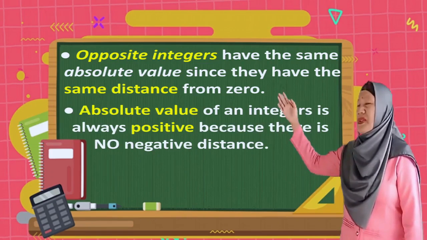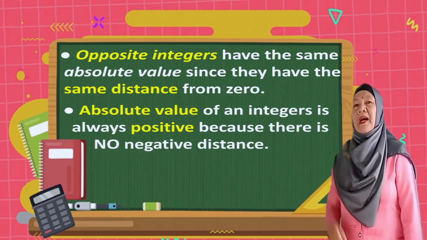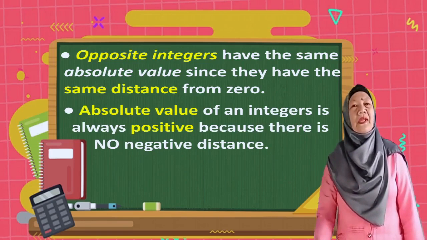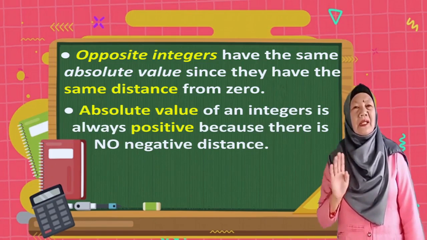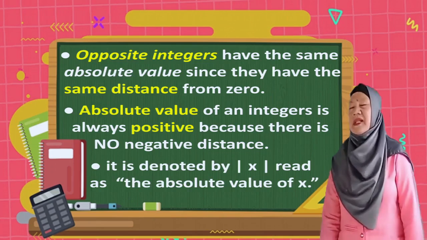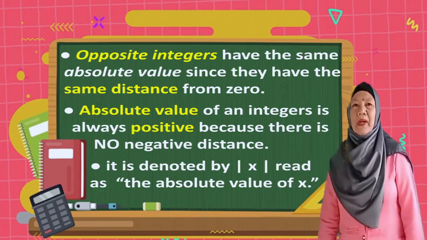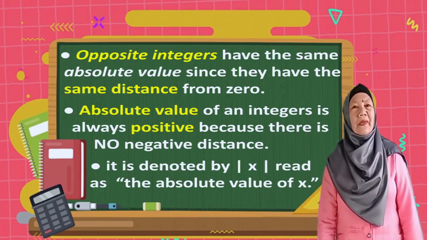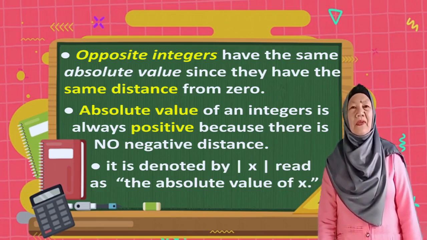The absolute value of an integer is always positive because there is no negative distance. It is denoted by an open bar, the variable x, and a closed bar, read as the absolute value of x.